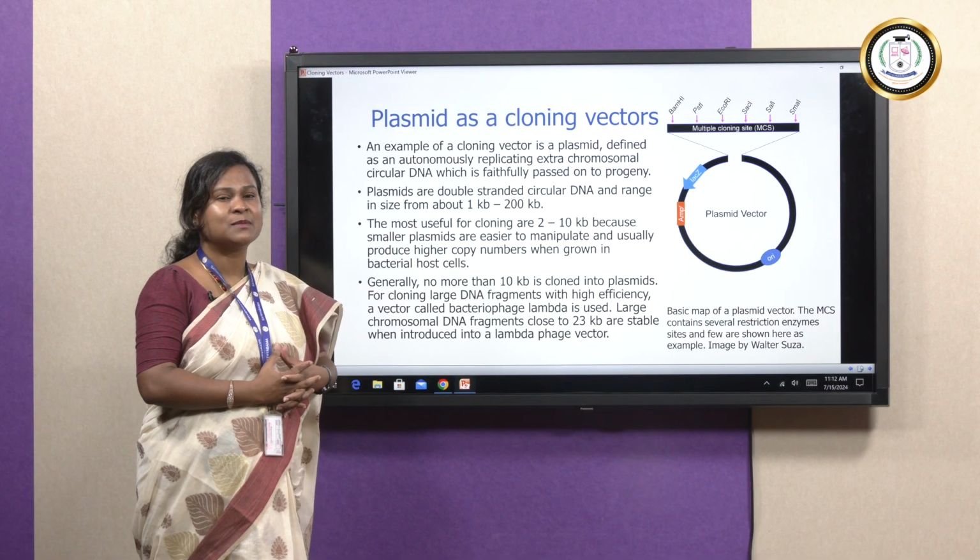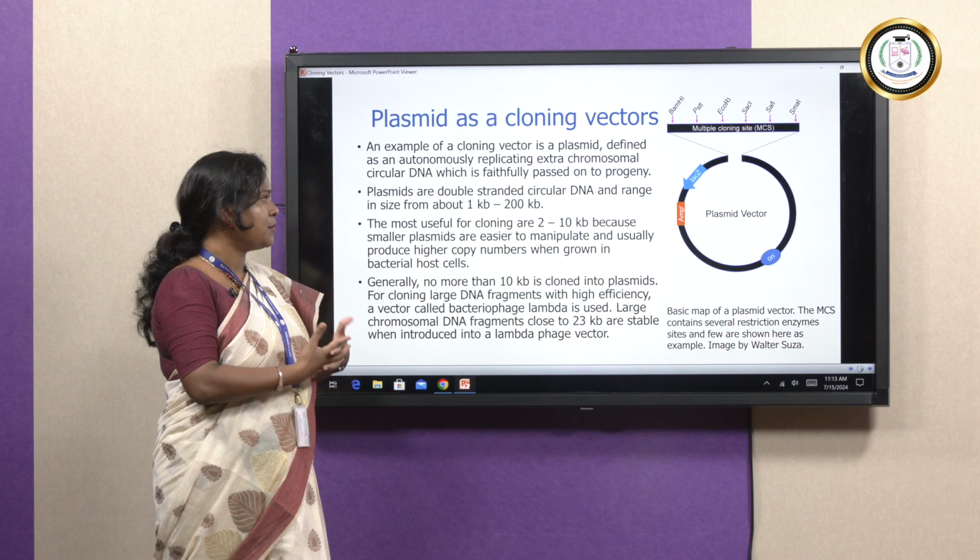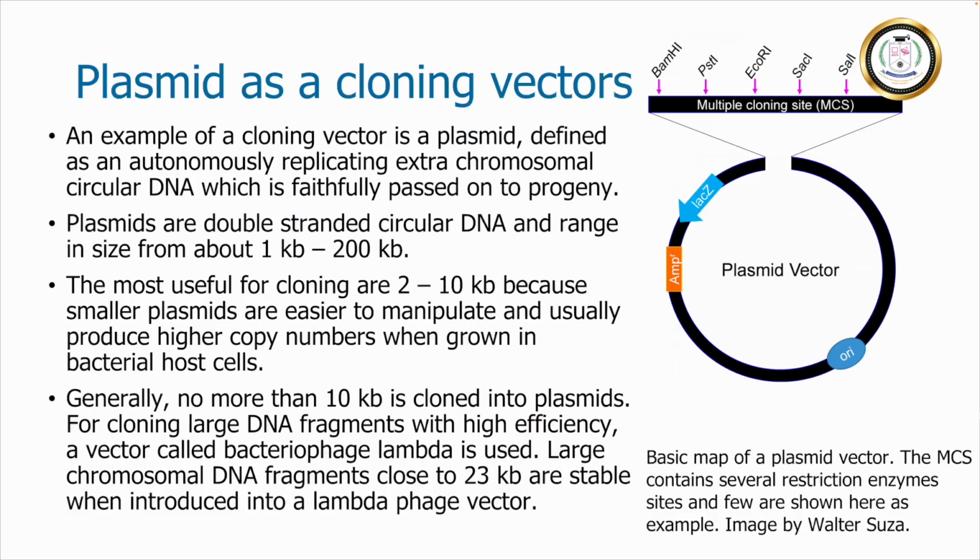If you see a cloning vector such as plasmid vectors, plasmid vectors are nothing but extrachromosomal double stranded DNA which is present predominantly in prokaryotes, and the size of plasmids generally ranges between 1 kb to 200 kb, and we can efficiently incorporate up to 10 kb of our desired gene.